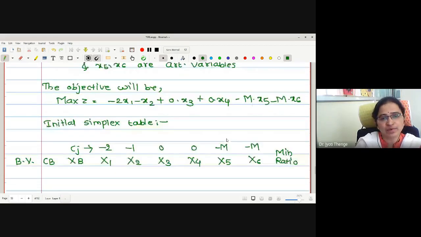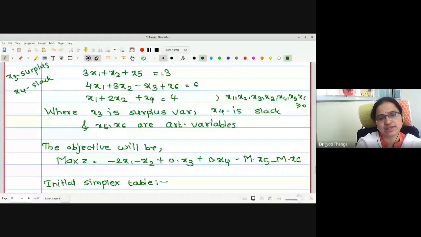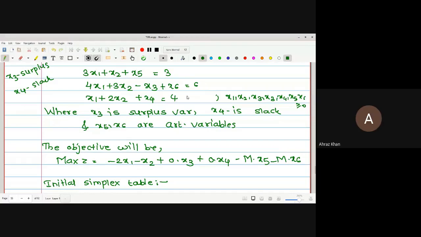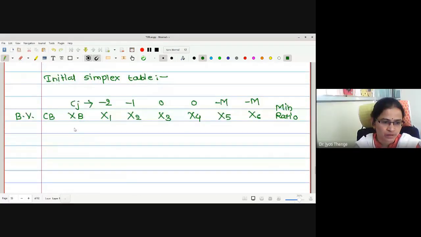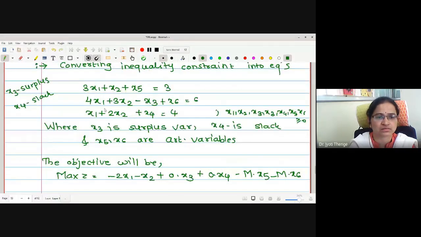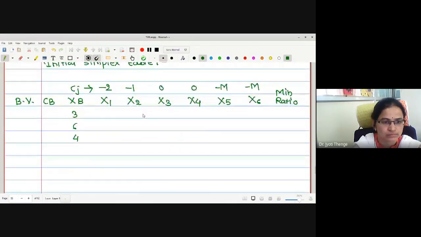What is the IBFS obtained now? Initial basic feasible solution is nothing but the right hand side constants, correct? Yes, ma'am. 3, 6, 4. Let me write the coefficient matrix. For the first variable x1, the column will be 3, 4, 1. For x2, what's the column? 1, 2.